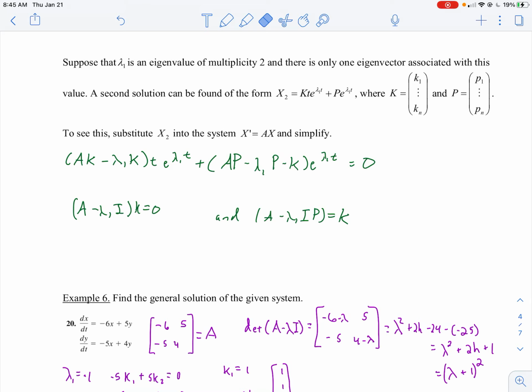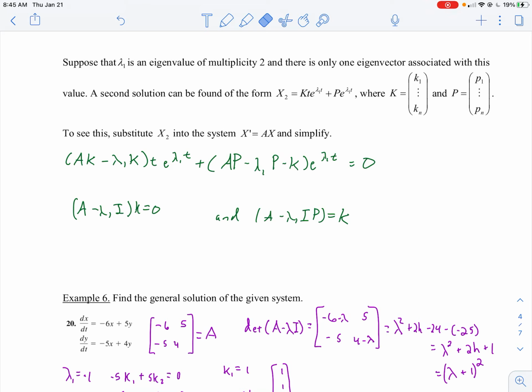So suppose that lambda sub 1 is an eigenvalue of multiplicity 2, and there's only one eigenvector associated with this value. A second solution can be found of the form x sub 2 equals kt e to the lambda sub 1t plus pe to the lambda sub 1t, where k is going to be an eigenvector, and then p is going to be an additional eigenvector with this eigenvalue. So how do we find p?